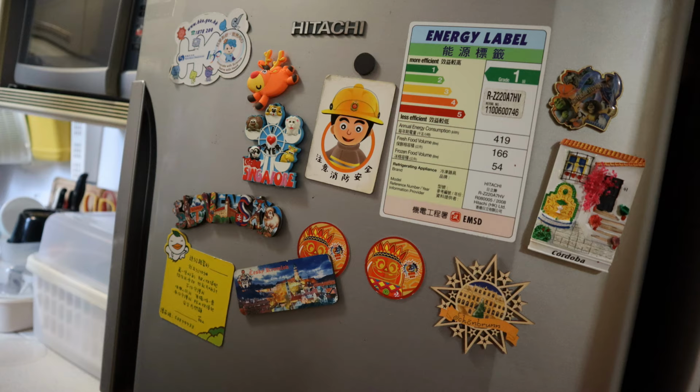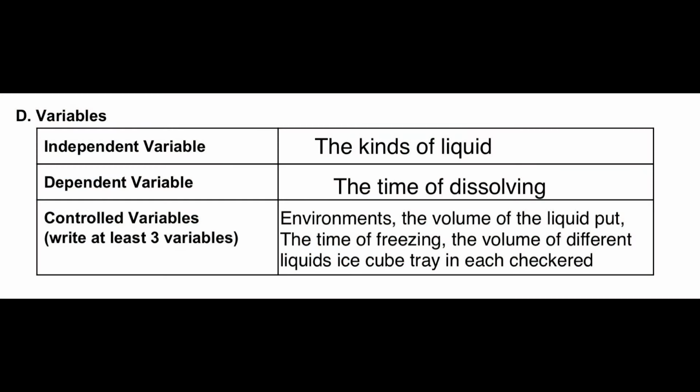In these experiments, our independent variable is the kind of liquid, and the dependent variable is the time of melting. To determine which liquid melts faster, the control variables are the environment, the volume of the liquid put in before the experiment, the time of freezing, and the volume of the ice cube tray in each ice cube. It's also included in the experiments for us to determine which is the fastest to melt.